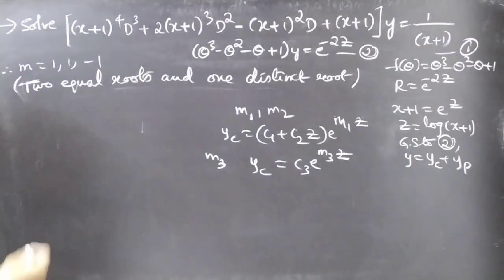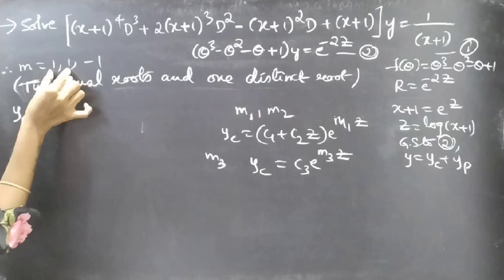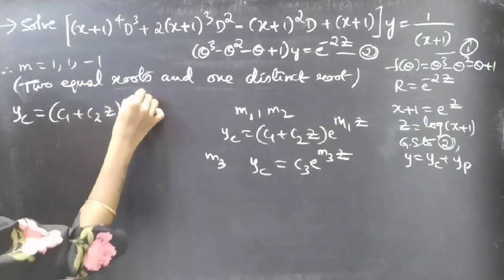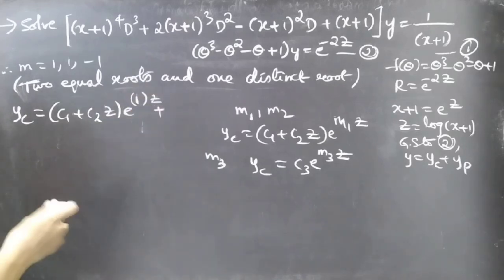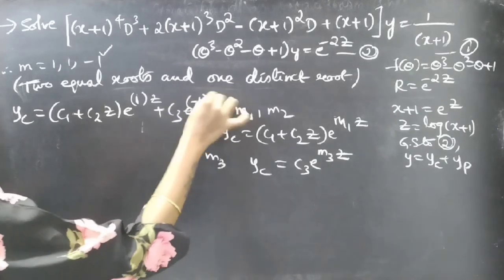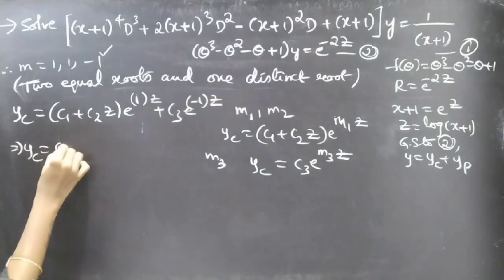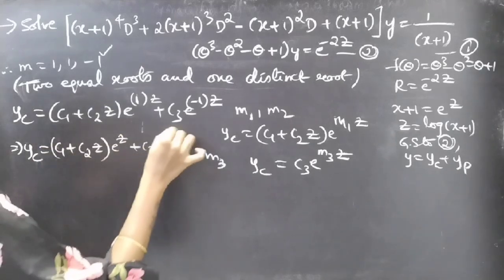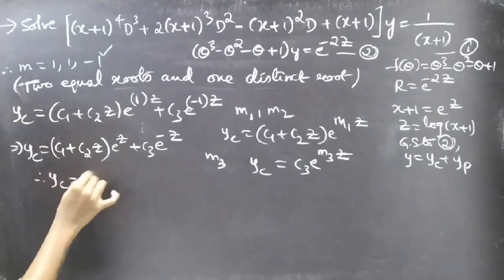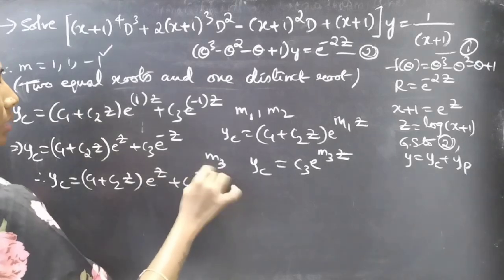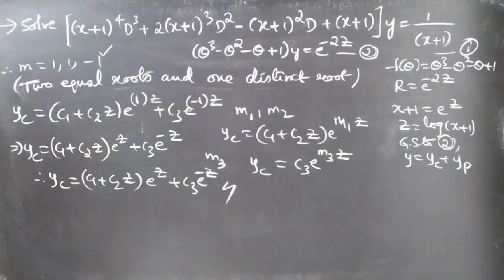Now coming to our yc. Yc equals, first we write for the two equal roots, that is (c1 plus c2 z) into e power equal root into z, plus now we write for the distinct root, minus 1, one constant into e power distinct root into z. This gives us yc equal to (c1 plus c2 z) into e power z plus c3 e power minus z. Therefore yc equal to (c1 plus c2 z) e power z plus c3 e power minus z is the complementary function.